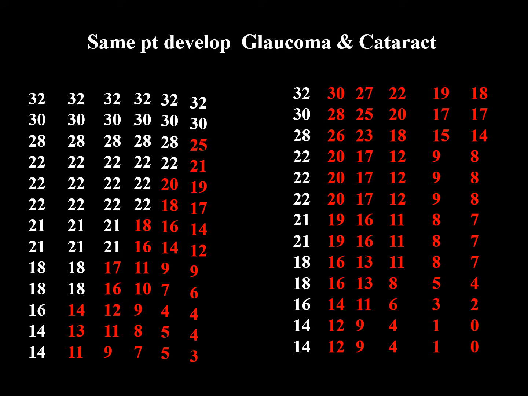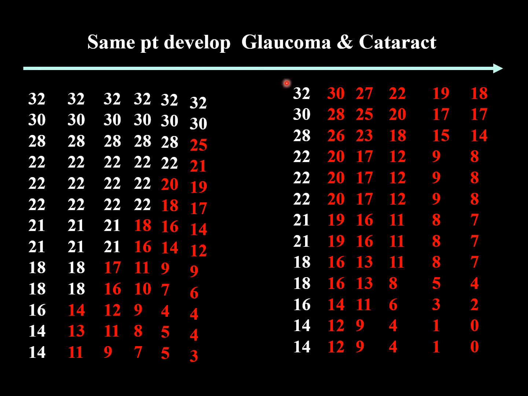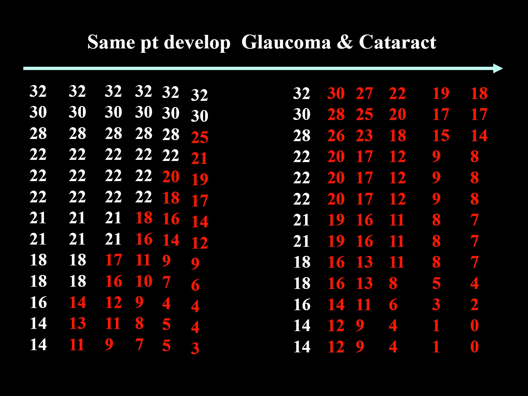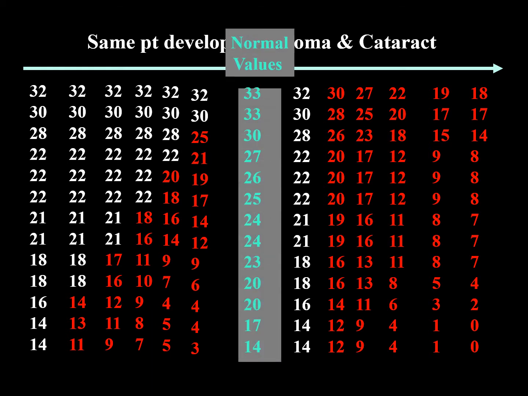Suppose our patient developed both glaucoma and cataract at the same time. So over the years, cataract will affect the sensitivity of all the areas universally, while glaucoma will affect some areas, and gradually more areas will be affected, and by the end everything will be affected at the end stages of glaucoma. So if you want to get rid of the effect of cataract, this is the idea.